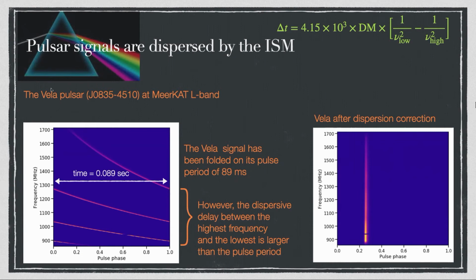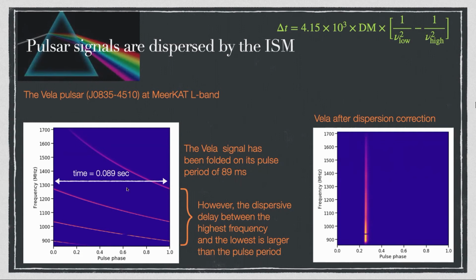And so the fact that I'm seeing these pulses, in reality, the Vela pulse is just one single pulse, right? And it's now been stretched across time. But as you can see with this x-axis, I've already folded my pulsar data on its pulse period. So what's happening is the delay due to the ISM from the top part of the MeerKAT band to the bottom part is just simply larger than Vela's own pulse period.